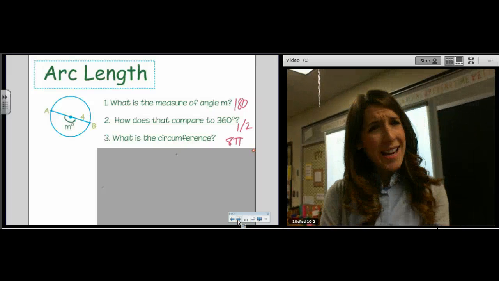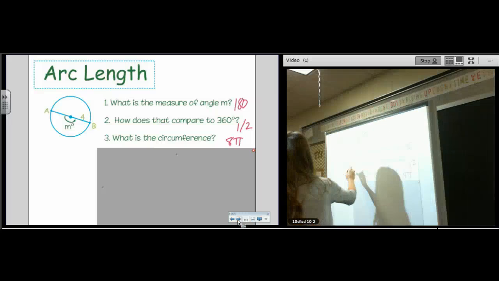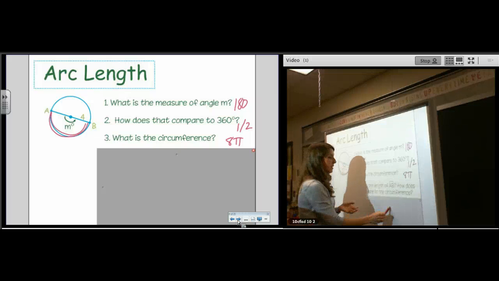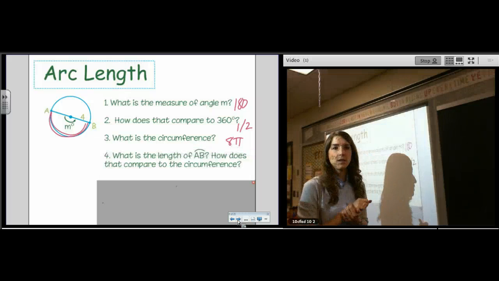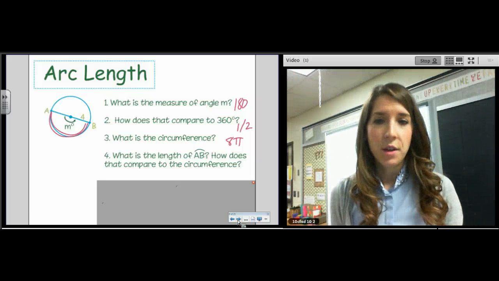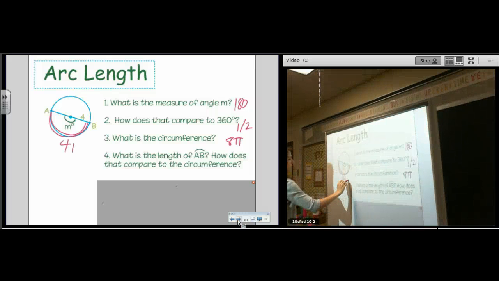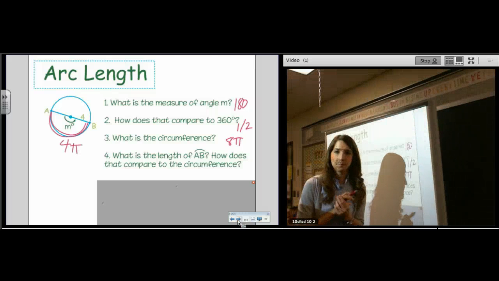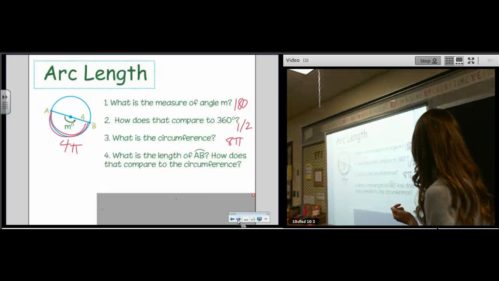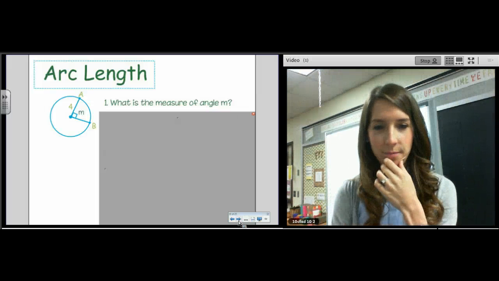Well, if 180 is half of 360, if I want to know how far it is halfway across the circle, wouldn't I just take the circumference and cut it in half? 8 pi cut in half. So the length of arc AB would be 4 pi. Let's try another one because that one was too easy because it was just half. What's the measure of angle M?